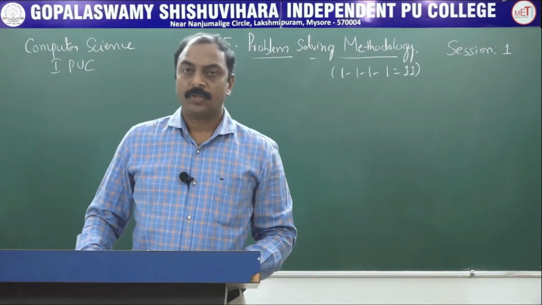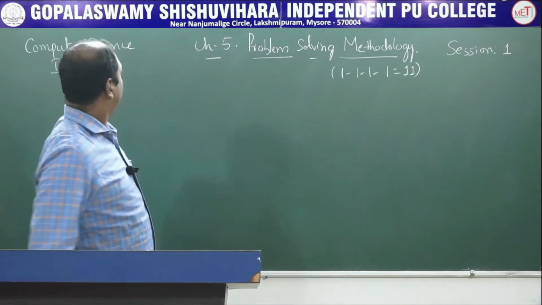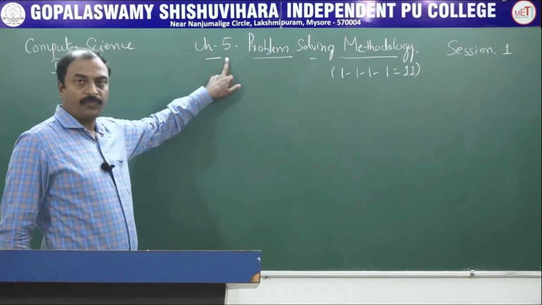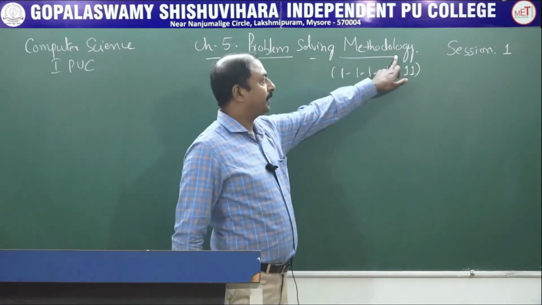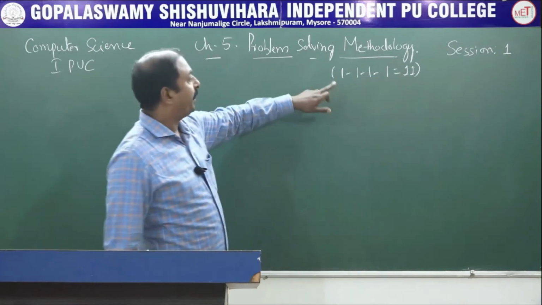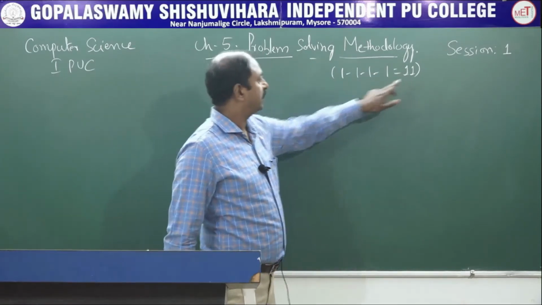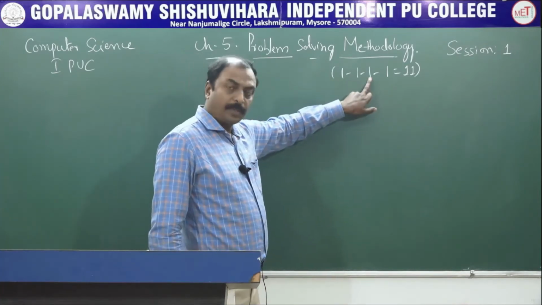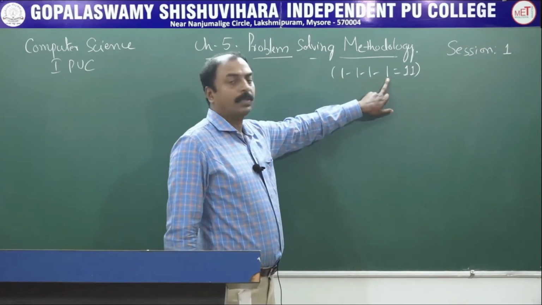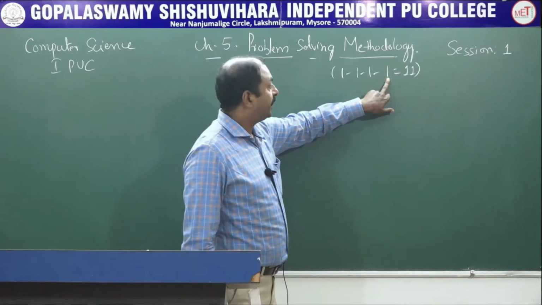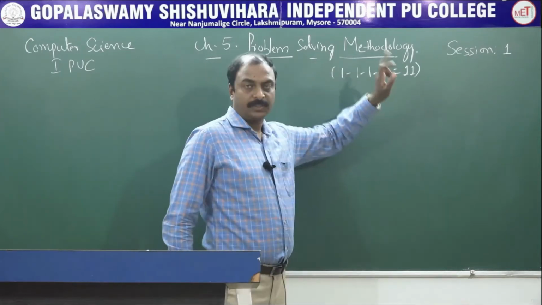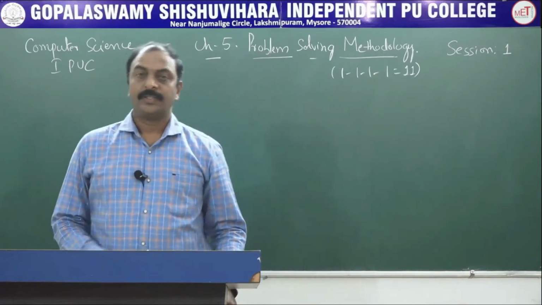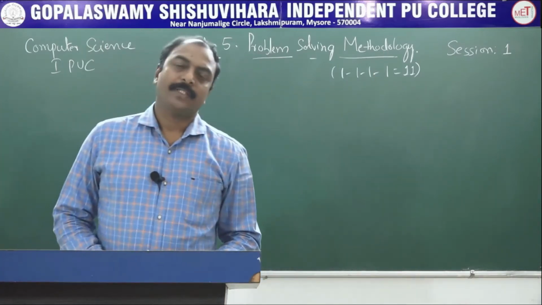Today, we will start our session with the new chapter, chapter 5, Problem Solving Methodology. The weightage of the chapter is 11 marks: 1 mark 1 question, 2 mark 1 question, 3 mark 1 question and 5 mark 1 question. So, the total weightage of this chapter is 11 marks. Students, this is the problem solving methodology.